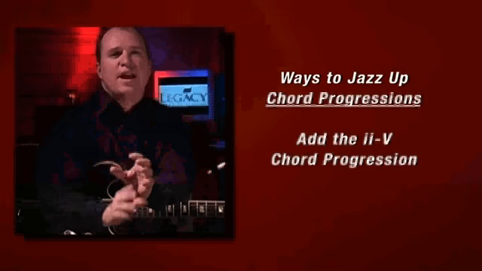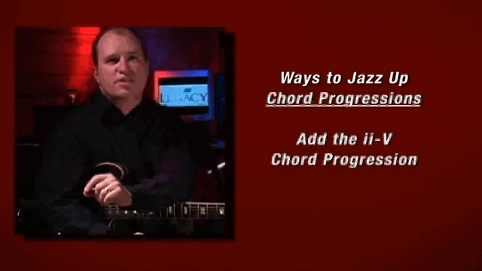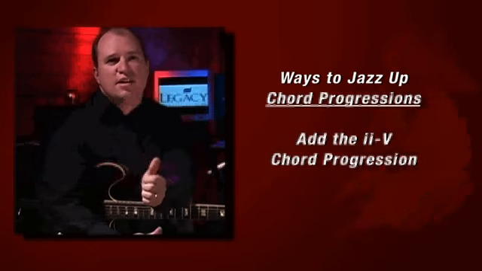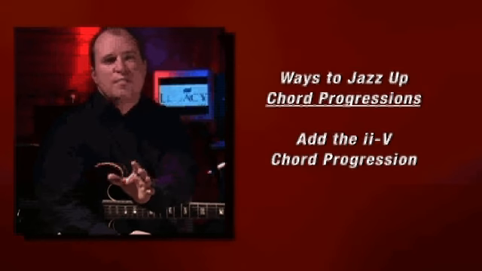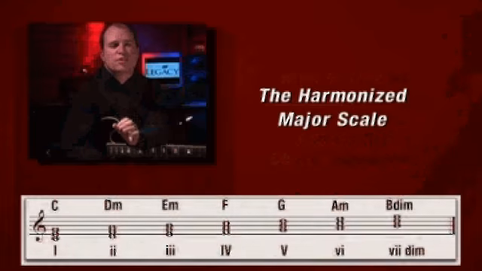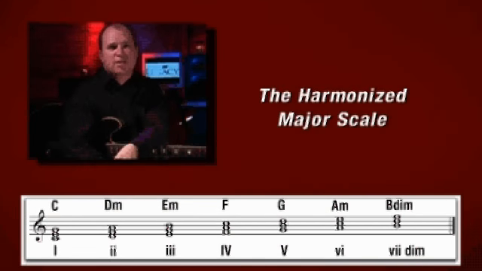Let's go through a couple of progressions and see what are some other things that we can do to jazz up our progressions. One of the things that we can do other than adding color tones is adding what's called a 2-5 progression. 2-5s are used a lot in jazz harmony all over the place. What do I mean by that? Well, remember a couple of sessions back we talked about the harmonized major scale.